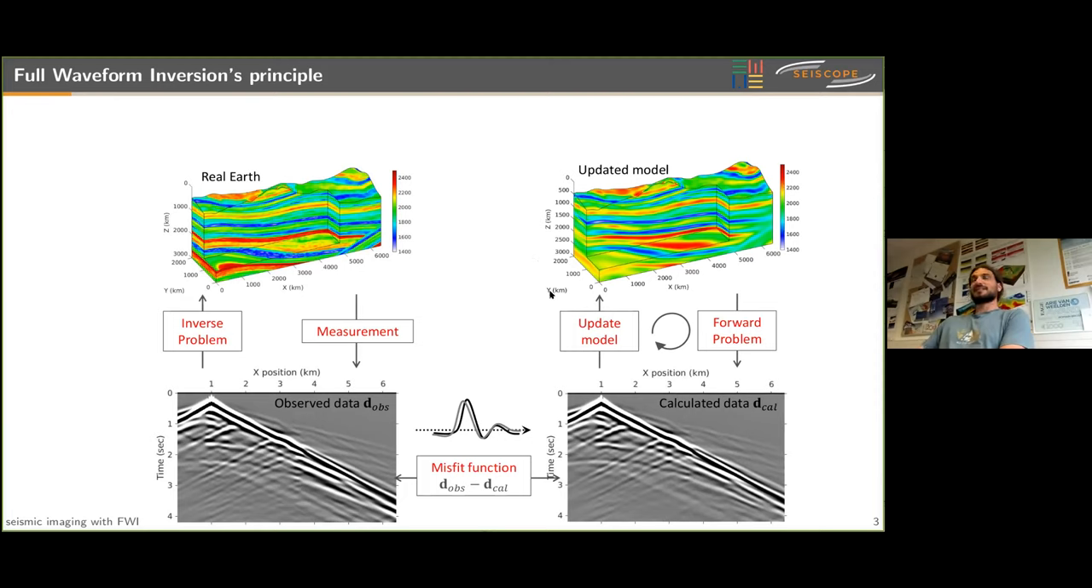Of course, since that time, we have evolved a lot on the dimension. We went from 2D to 3D. We went from acoustic to 3D viscoelastic. But still, there are many issues related to this kind of technology.